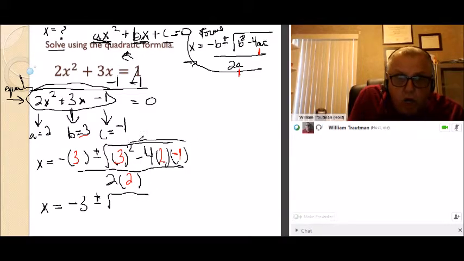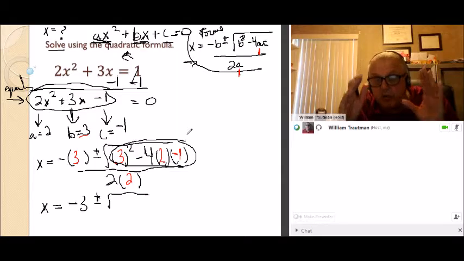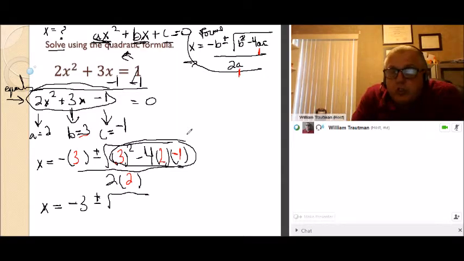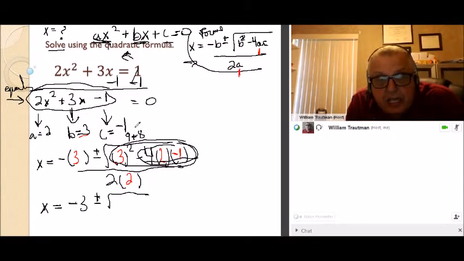I'm going to do all the squaring inside here. You can just plug it straight into your calculator, not the square root, but everything in there, or you could do it using the order of operations. 3 squared is 9, and then multiply all these together. Negative 4 times 2 is negative 8, and negative 8 times negative 1 is a positive 8. Do you see how that works? 9 plus 8 is 17. So in the square root, you should have 17 over 4.